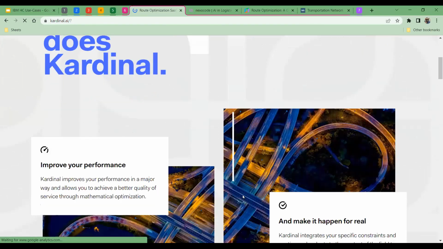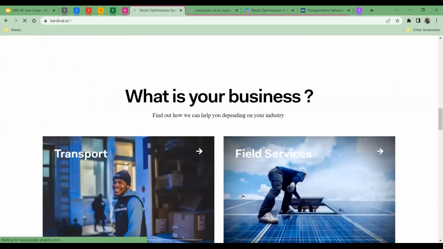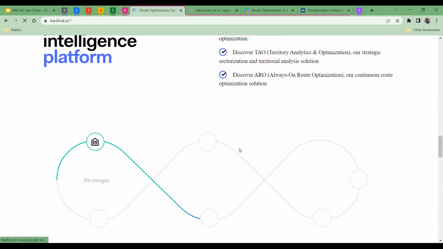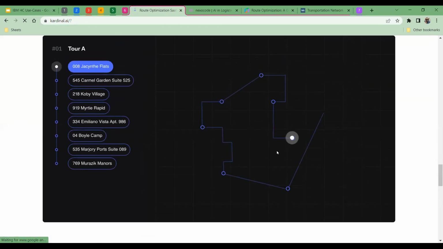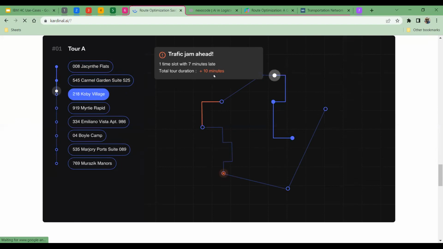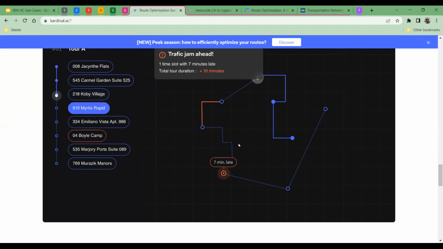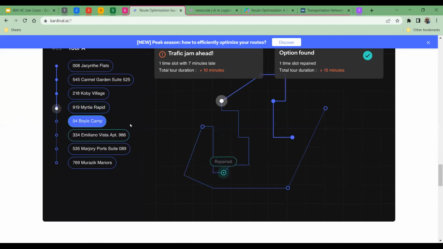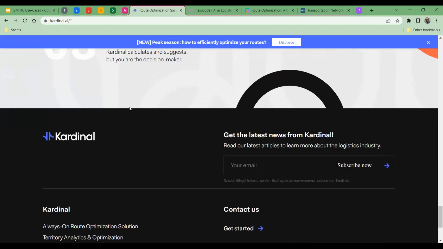They have discussed more about transportation and field services. As you can see, this is what I was talking about, graph theory. This is the first route, second route. There is a traffic jam ahead, so it will automatically route you to the next one. That's how you can dynamically change and recommend routes. So that's what Cardinal is doing.